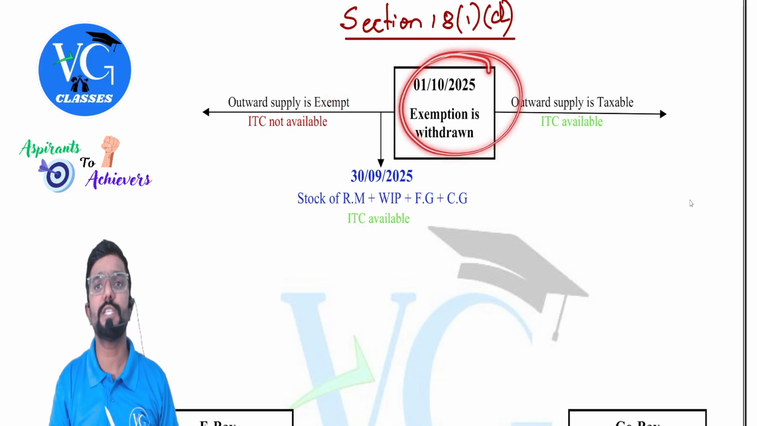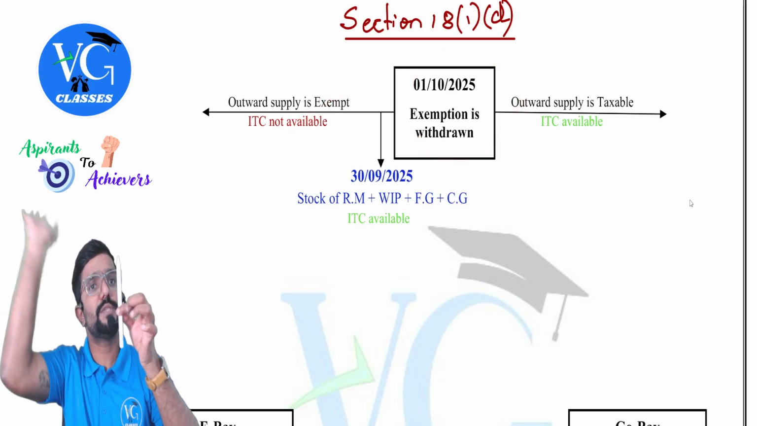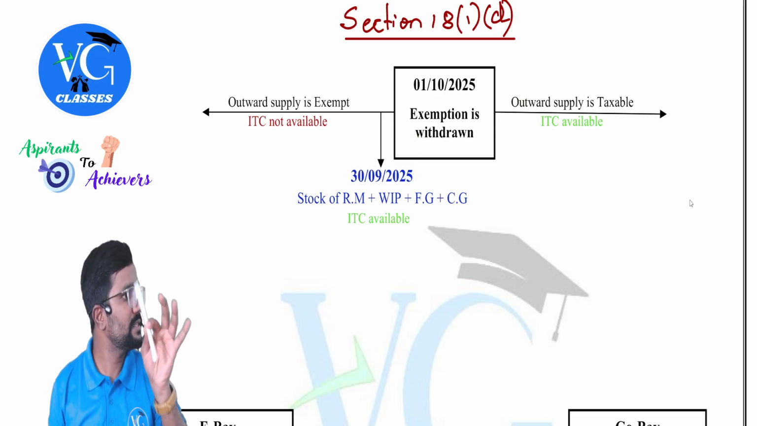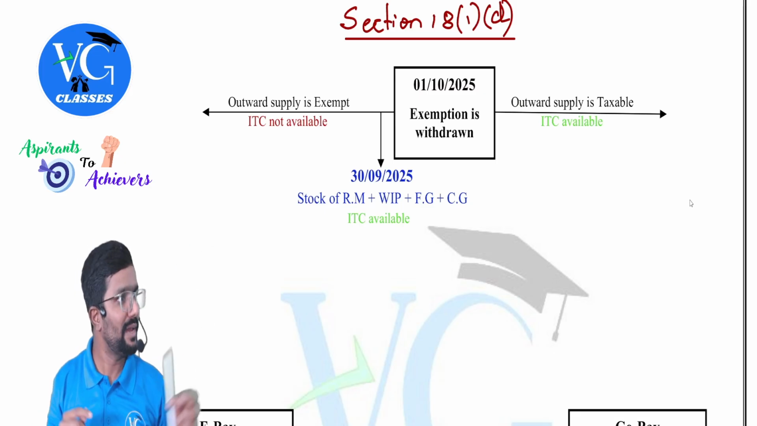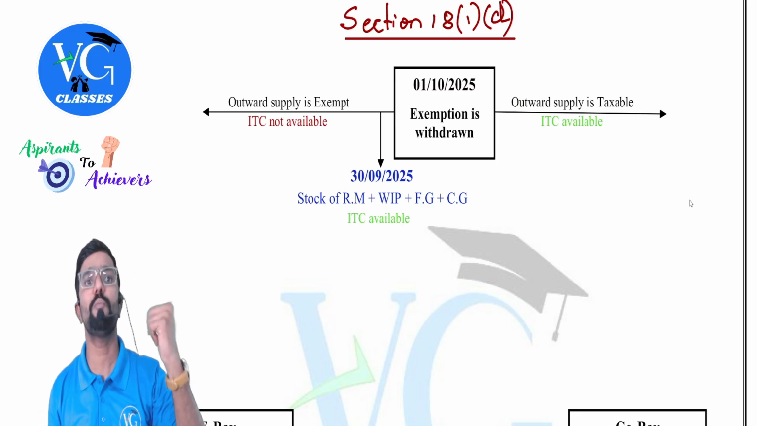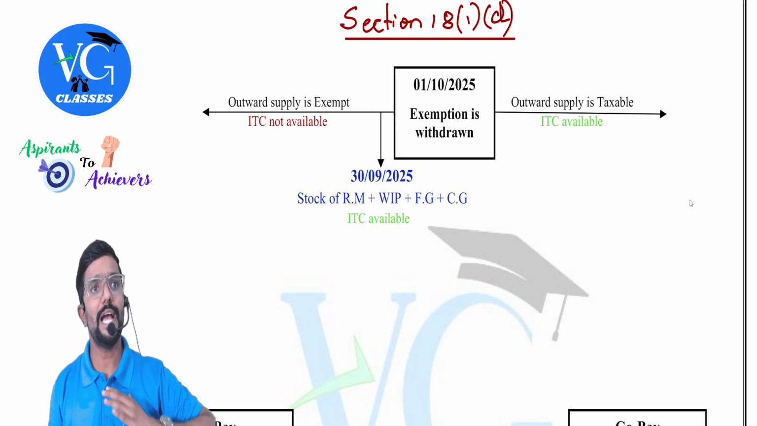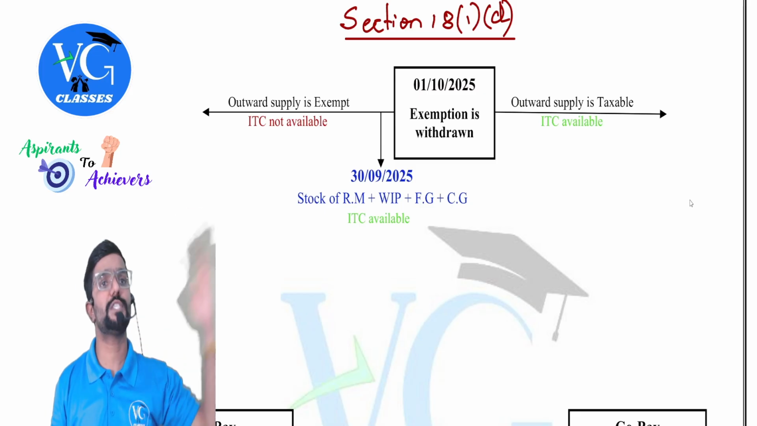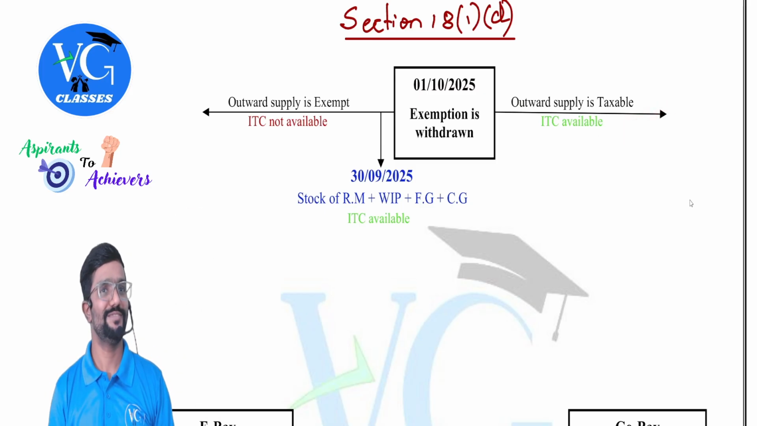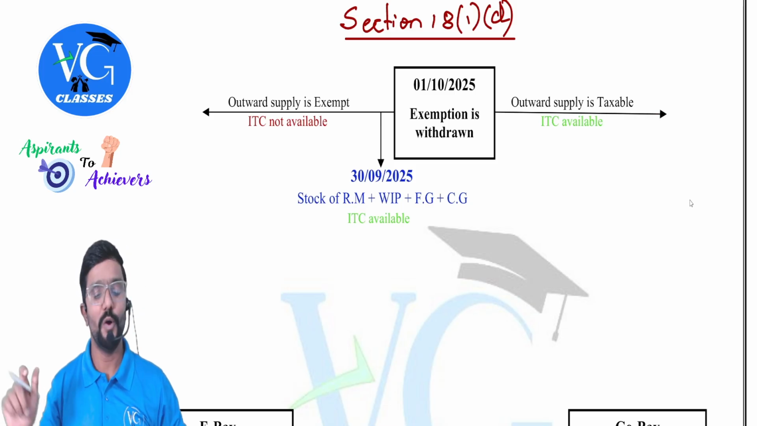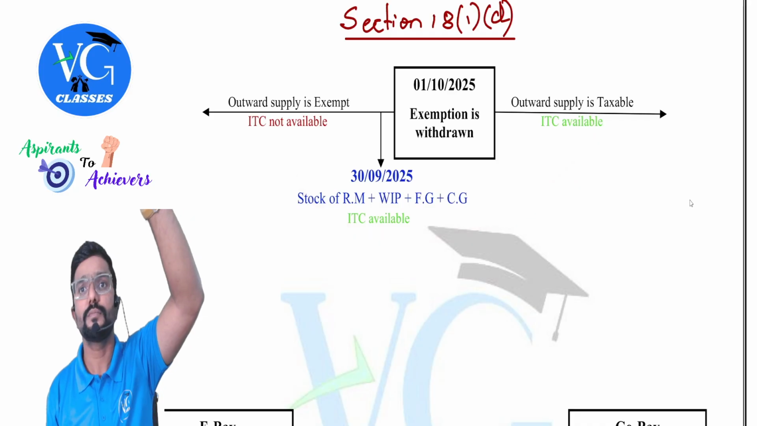But assume, guys, on 1st October, they removed the exemption on pen. Means from 1st October, if I sell pen, am I liable to pay GST? Yes, I should pay output tax. As my outward supply is taxable from 1st October, am I eligible to claim ITC? Yes, I can claim ITC. Both scenarios understood?